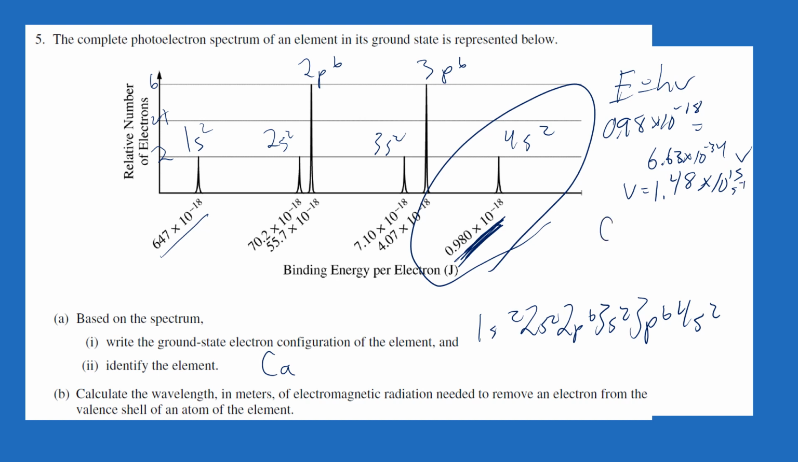Then you can do c equals lambda v. Lambda is wavelength. c is the speed of light, on your formula sheet, 3 times 10 to the 8th. And we can plug in that frequency. And when we finally get the wavelength, which I'll write down here, we get 2.03 times 10 to the negative 7. And that was 2 points.